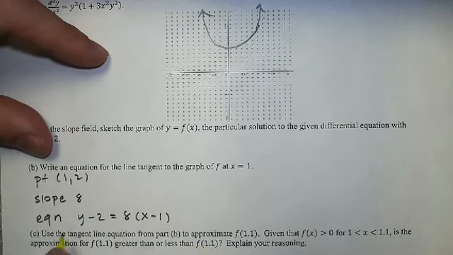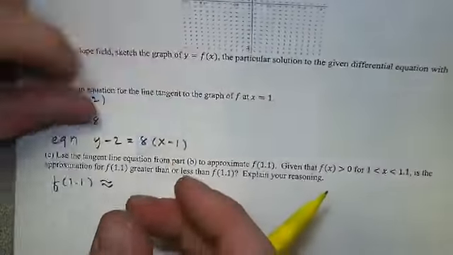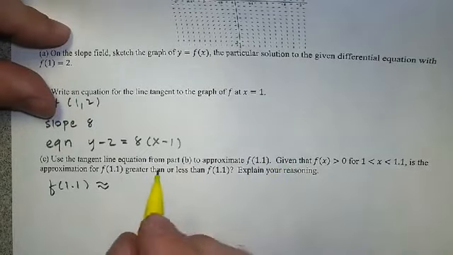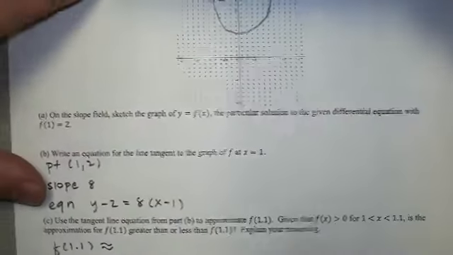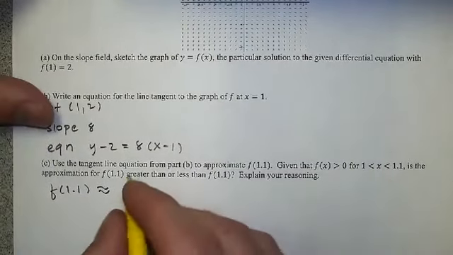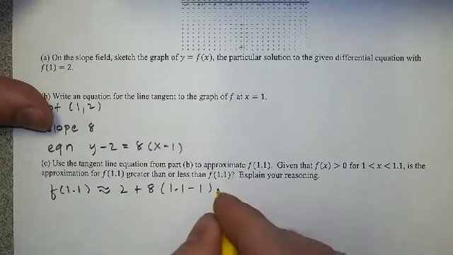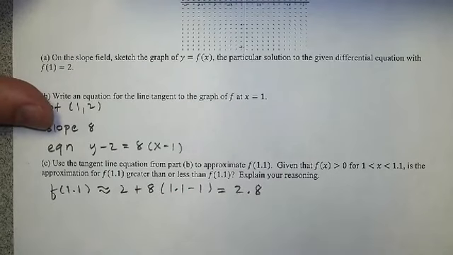Okay, so tangent line to approximate. So f of 1.1 is going to be approximately equal to y when I plug in 1.1 for x. Get rid of that slope field, I think. And f of 1.1 is going to be approximately equal to 2 plus 8 times 1.1 minus 1, so that's going to be 2.8. Given that f is positive, is the approximation greater than or less than f of 1.1?